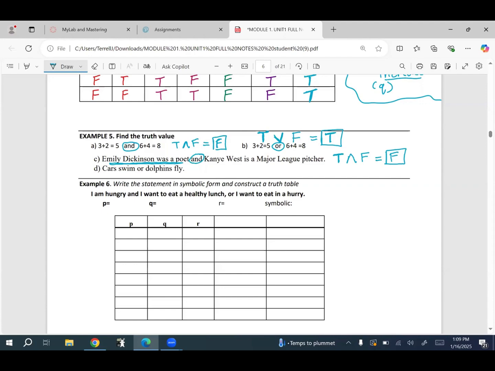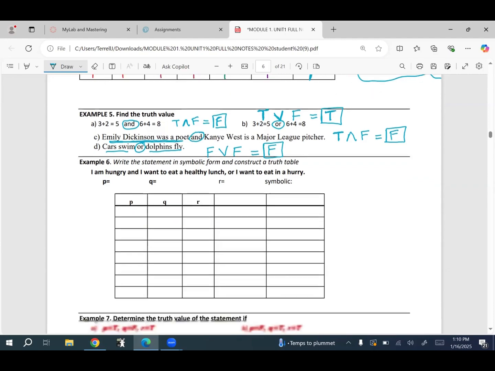Look at the last one. Cars swim or dolphins fly. So these are two separate propositions connected by or. So cars swim, is that true or false? False. And then or, so that's a V. Dolphins fly, is that true or false? Yes. So a false and false would be false. Good.